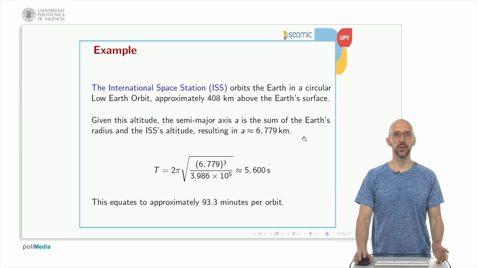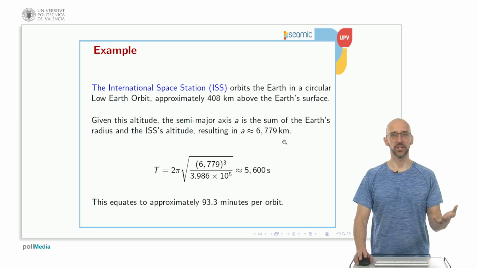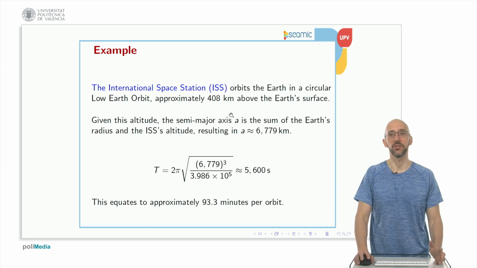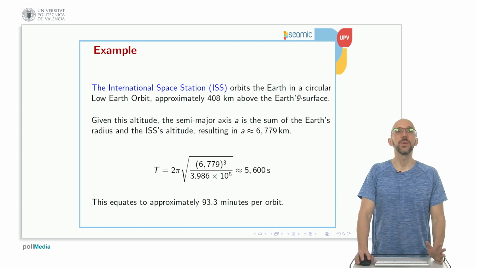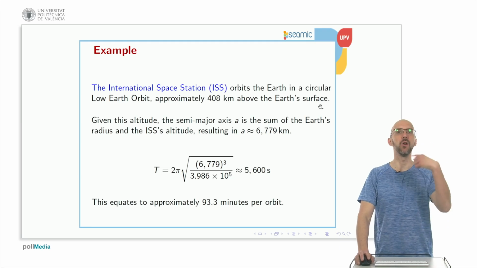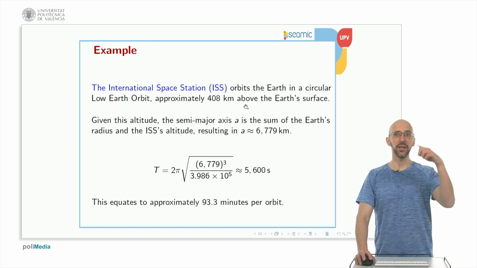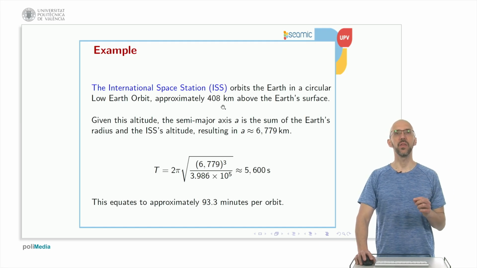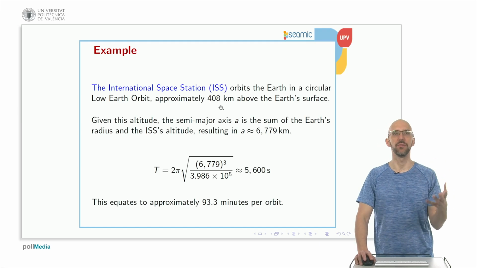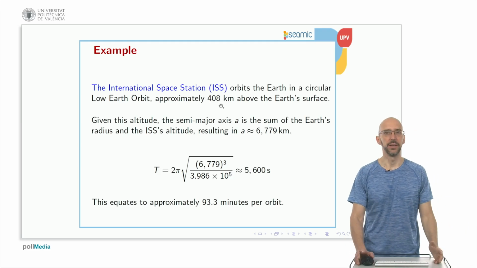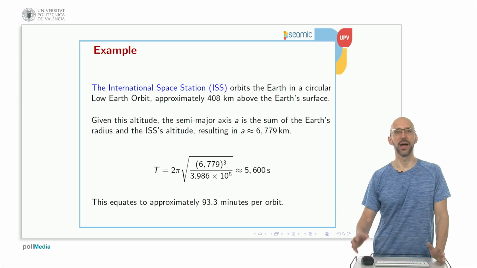Okay, let's see examples. What is the period of something orbiting in a LEO orbit, in a low Earth orbit? Let's take the International Space Station. The International Space Station follows a circular orbit around the Earth. The height is approximately 400 kilometers. I just wrote there 408. Okay, we can just use 400.